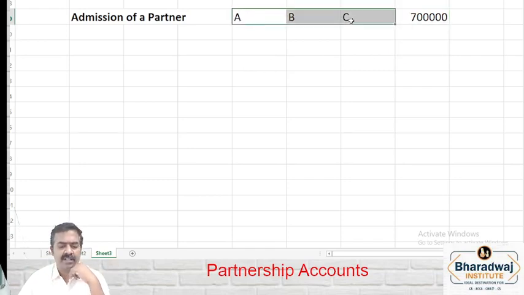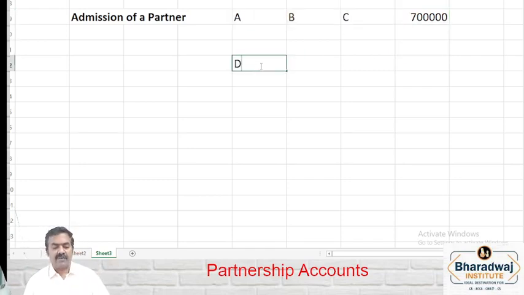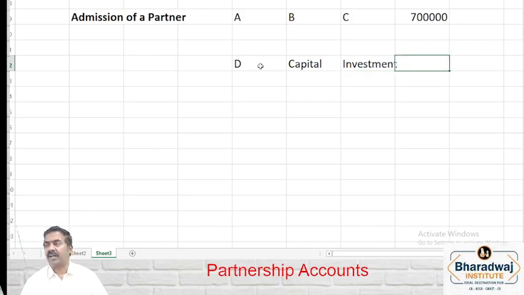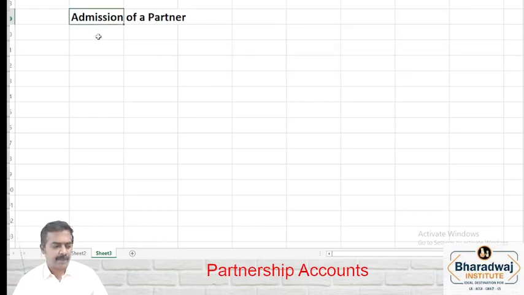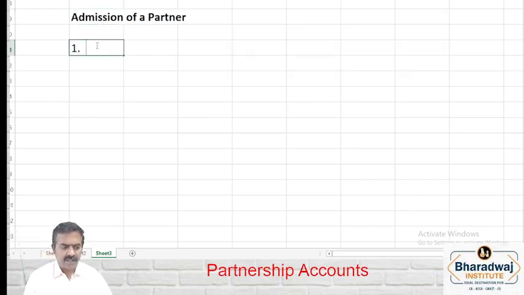What happens here is they will identify a new partner who will bring in capital and make an additional investment, and with that they will be able to run the business. So a new partner is generally admitted for want of capital. So when there is an admission of a partner, the first step is to calculate the capital contribution.